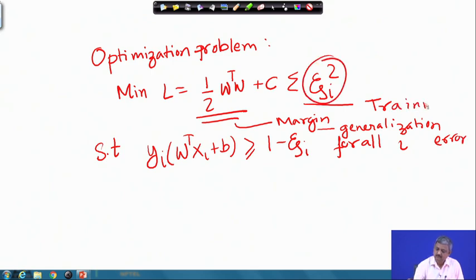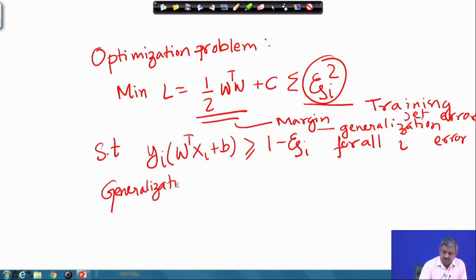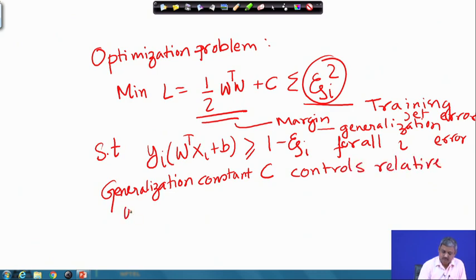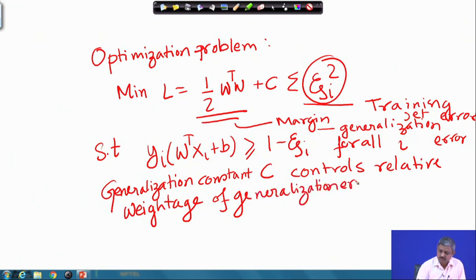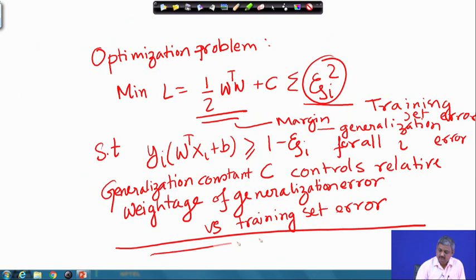This is the error. Controls error. Okay. It does that. All right. So, let us try to solve this.